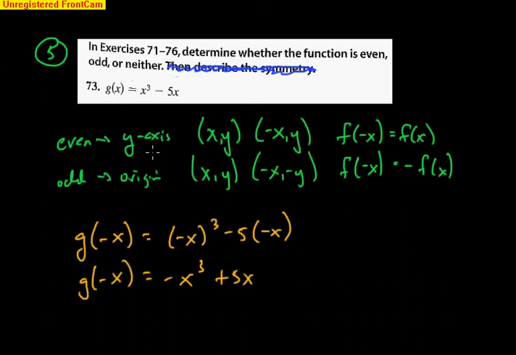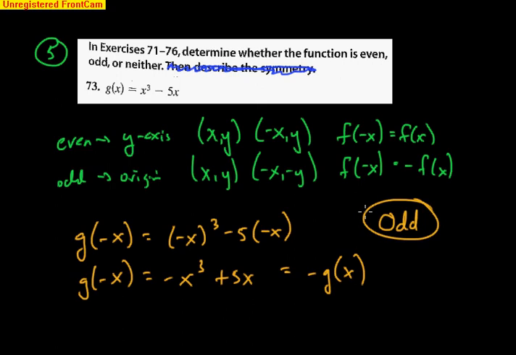And let's see our original function. It was positive x cubed minus 5x. Now it's negative x cubed plus 5x. This is the opposite of g of x. Right? Everything changed sign. Therefore, this function is odd, because there is origin symmetry. So this function would be odd, and the graph would have symmetry about the origin.